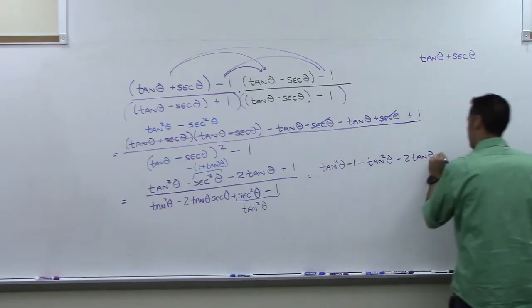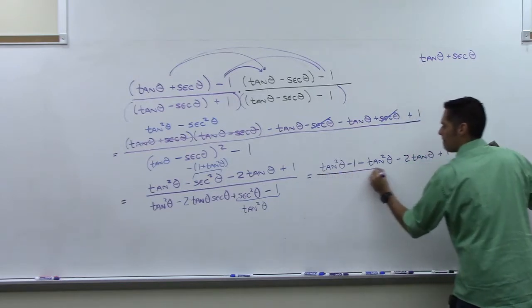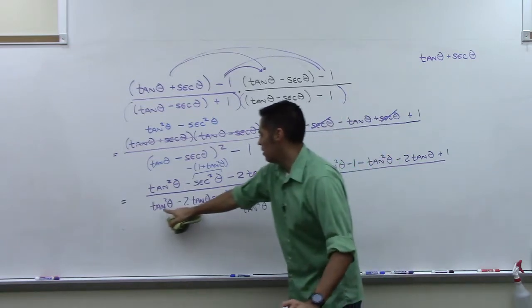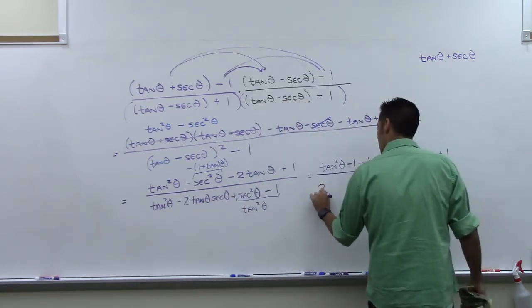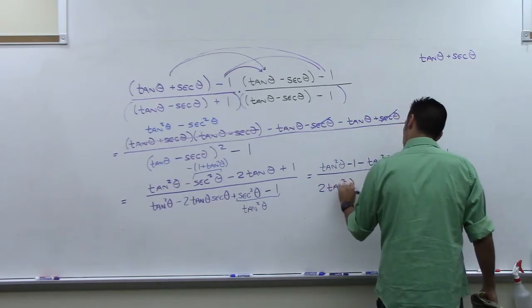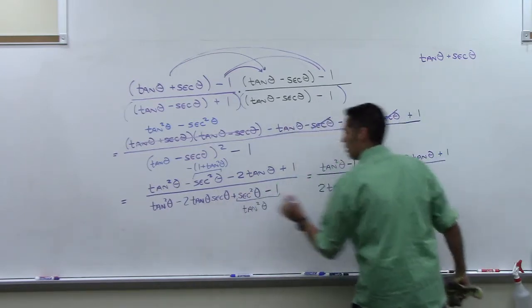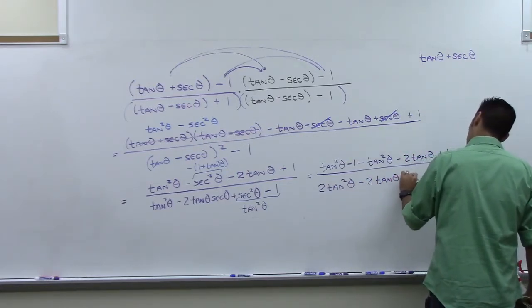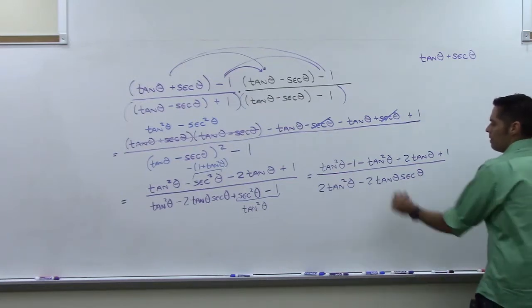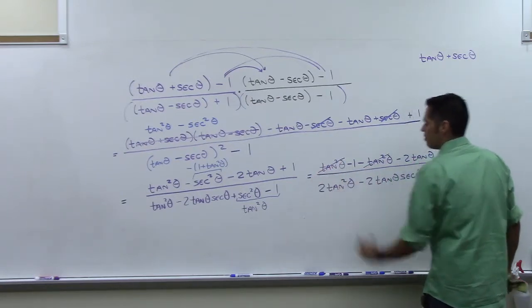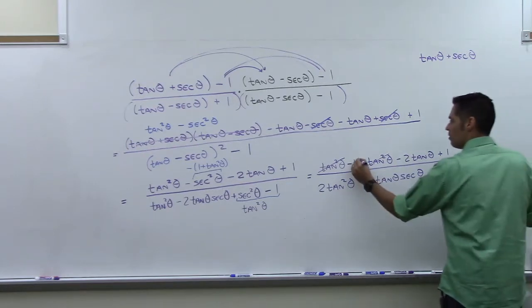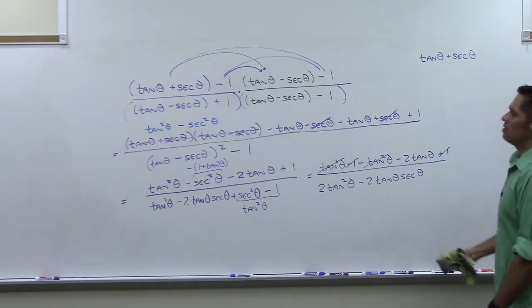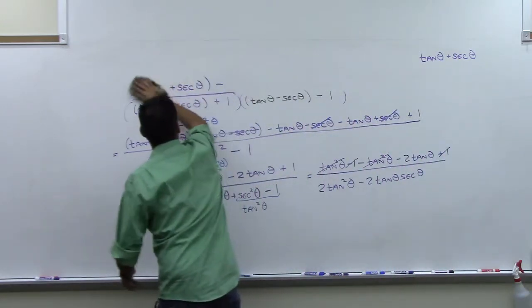And then I have plus 1 over, in the denominator, this is a tangent squared theta. This is a tangent squared theta. Add those together, I get 2 tangent squared thetas. And then I still have this term right here, which is minus 2 tan theta secant theta. This tangent squared and that tangent squared cancel. This -1 and this +1 cancel. This looks very much like what I had, but I think I've got my signs right now.